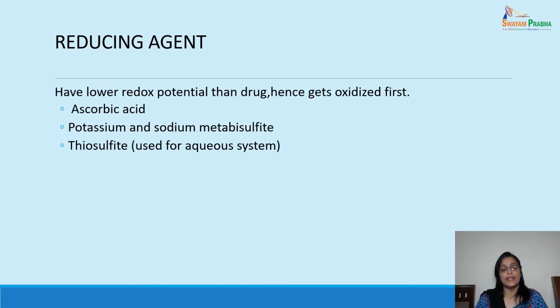Now moving to the next classification of antioxidant, which is reducing agent. A reducing agent has lower redox potential than the drug, hence it gets oxidized first. Ascorbic acid is a very common example of a reducing agent, and potassium and sodium metabisulfite and thiosulfate, which are basically used for aqueous systems. So this is about reducing agents used as antioxidants.